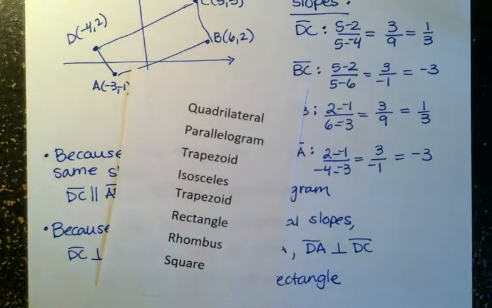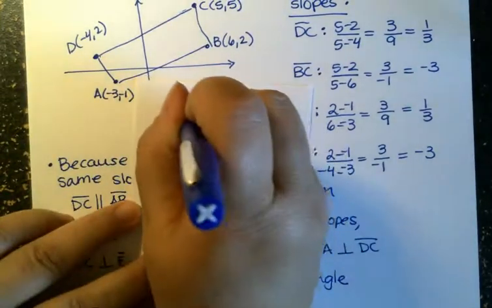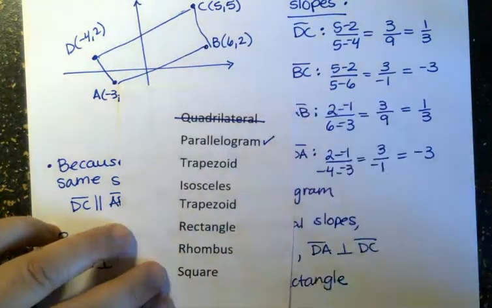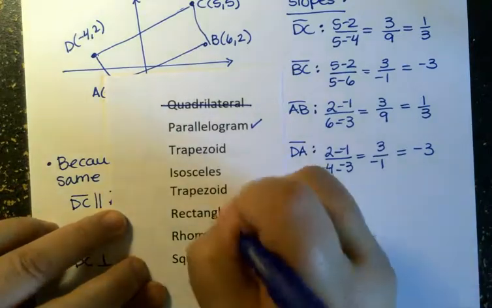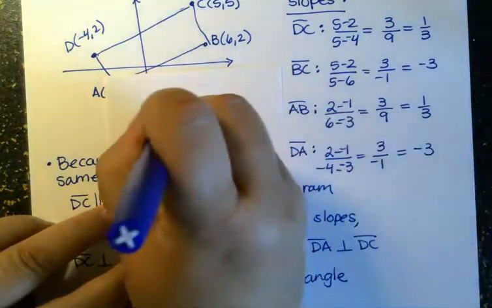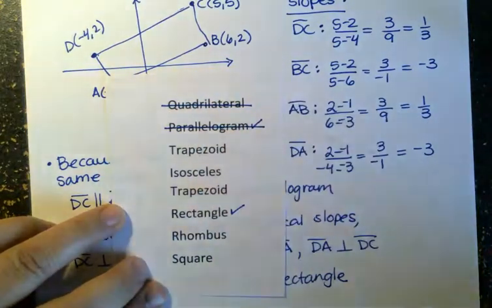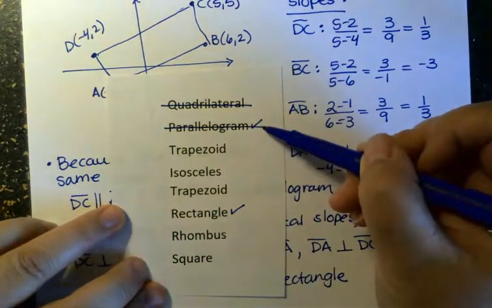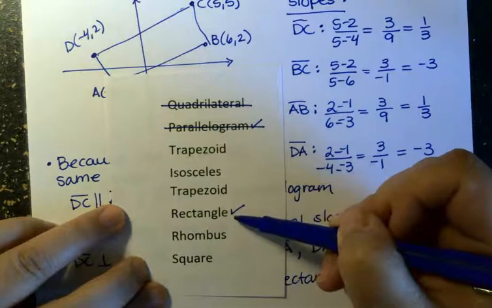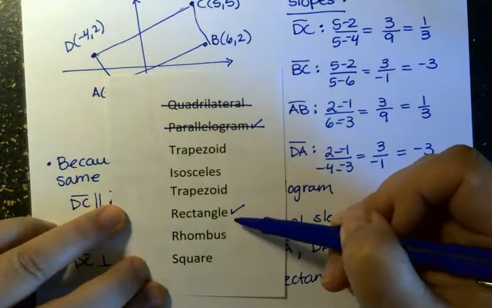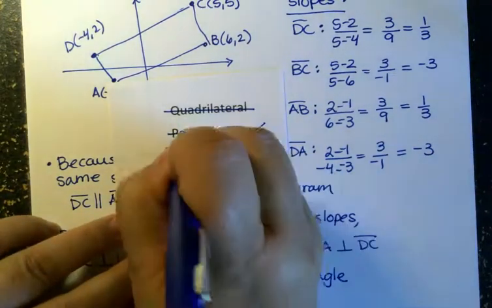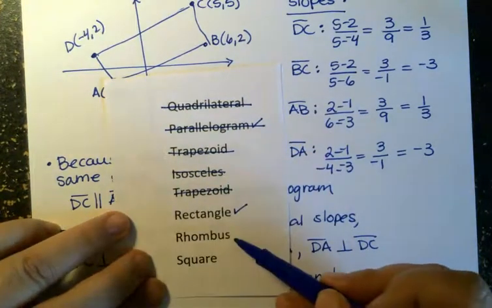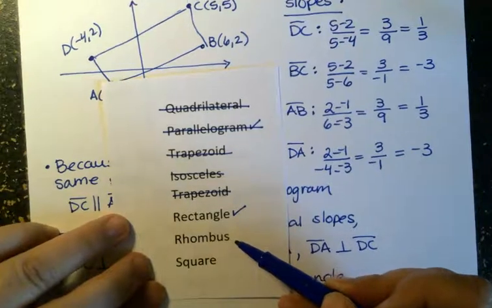So going back to my little cross-off thing here, I know I'm not just going to call it a quadrilateral because we know it's more special than that. We know it's a parallelogram, but we also know it's a rectangle, so rectangle is more special than parallelogram, so I'm not even going to have to say that. I mean, you could leave it open, but I'm not going to call it that because I'm calling it a more specific type of parallelogram already. Now, since we know it's a parallelogram, it's not a trapezoid, it's not an isosceles trapezoid, it could still be a rhombus because we don't know anything about the side lengths.